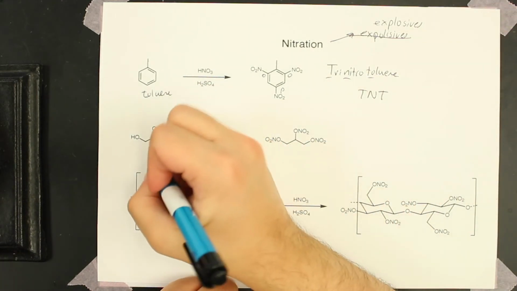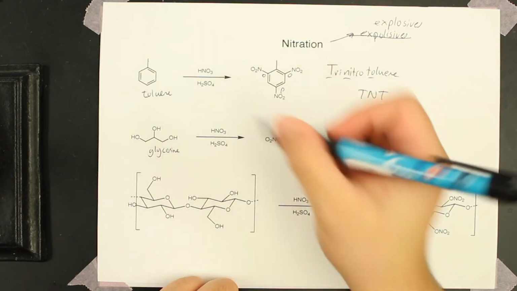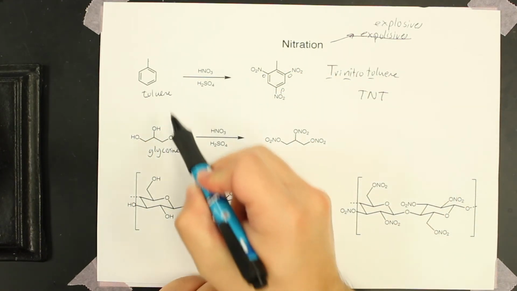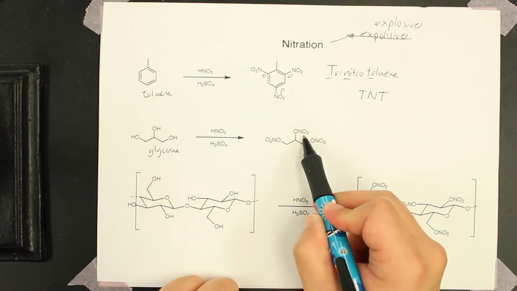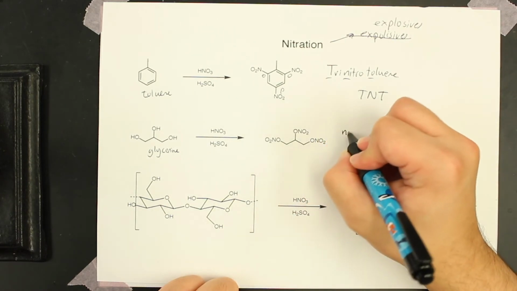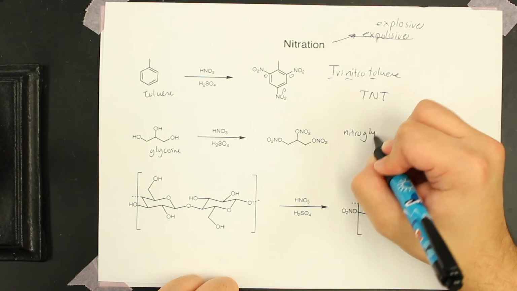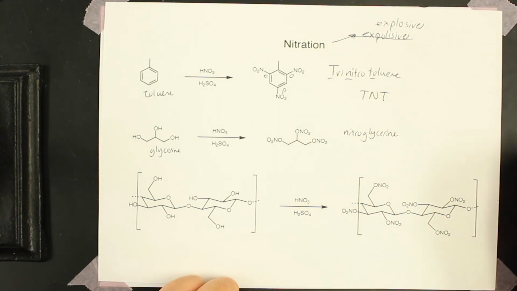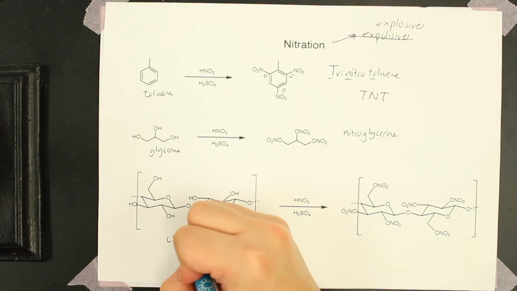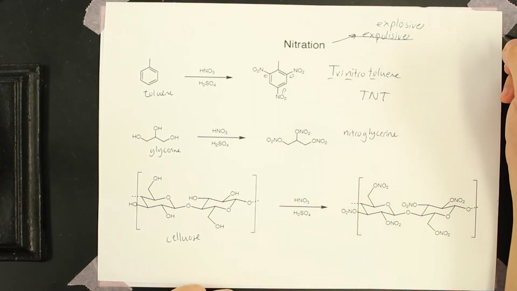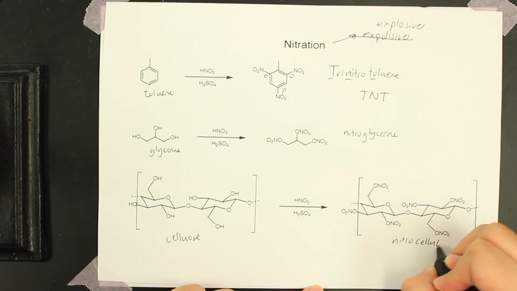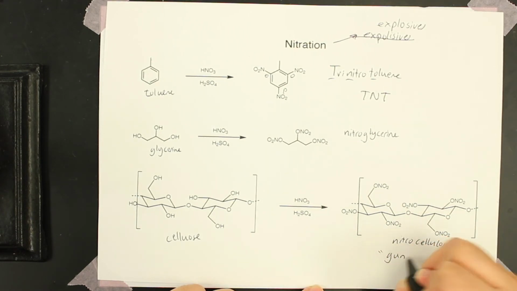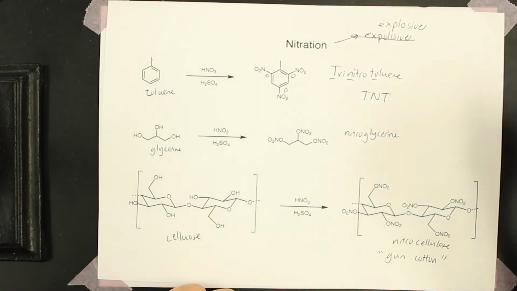If you have glycerin here, so this molecule is glycerin. Okay, if you nitrate glycerin, instead of a ring acting as a nucleophile, you have oxygens. So these oxygens will attack the nitronium ion, and you get this molecule here. So this one is nitroglycerin. Okay, and then here we have some cellulose. So cellulose is the plant fiber that we use for paper, for clothing, in cotton, very common. And if you nitrate cellulose, you get nitrocellulose, sometimes referred to as gun cotton, because it's used as a propellant in firearms.